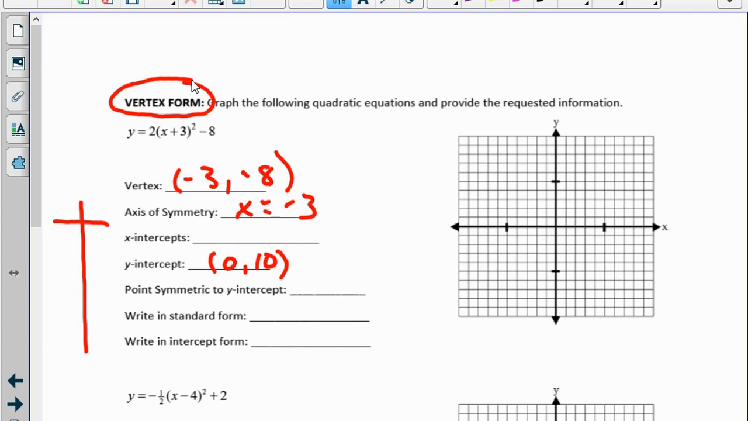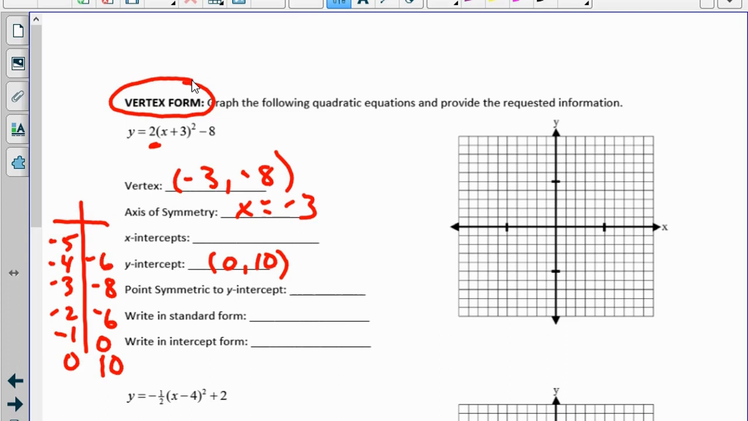So if we make a little bit of a chart here, we have -3, -8, -2. Notice my a value is 2, so that means I'm going over 1 up 2. If I go over 2, I go up 8, and -8 plus 8 just so happens to be 0. And if I go over 3, I'm going to go up 9 times 2, which is 18. So that means I go up to 10.